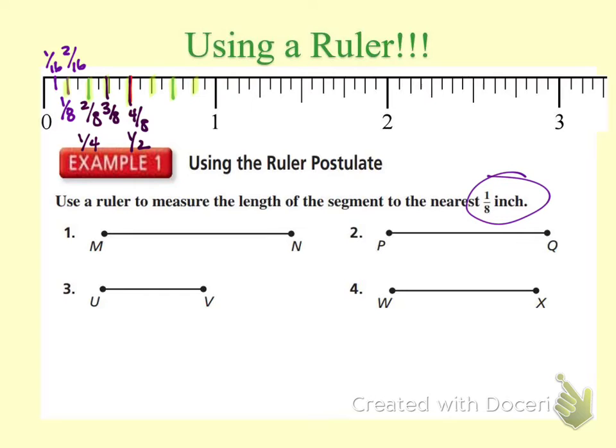Does anybody know how they measure in the trades? So carpenters, contractors, plumbers, electricians. Does anybody know how they measure? They don't measure to 16ths. Even smaller. What's smaller than a 16th? 32. 32nds, yeah.